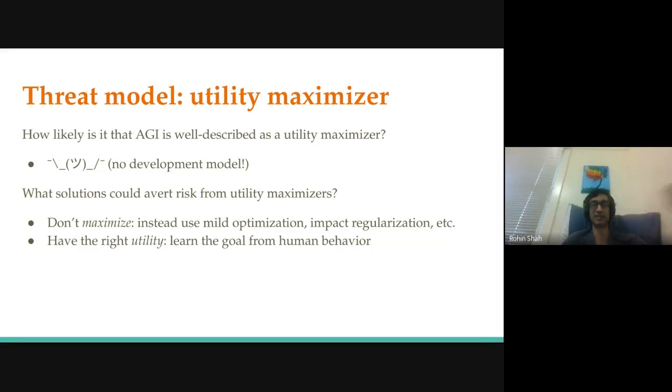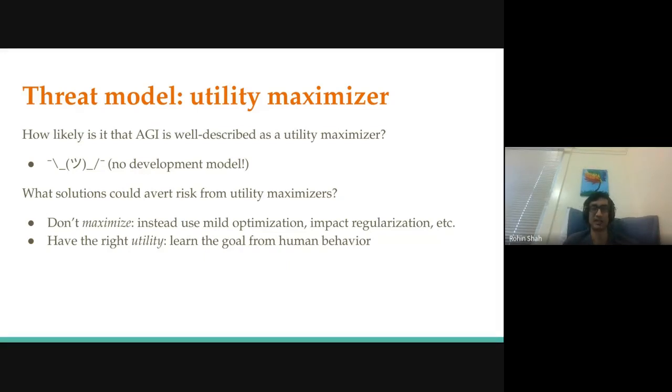And so with the utility maximizer threat model, it doesn't seem obviously likely that this AGI will be well described as a utility maximizer, in the sense that it's a reasoning algorithm into which you can plug a utility function. I don't think humans are well described that way. And maybe AGI will be well described that way, but it doesn't seem that likely because we can't really tell a story right now by which that is true. So that seems to be a problem with not having a development model.